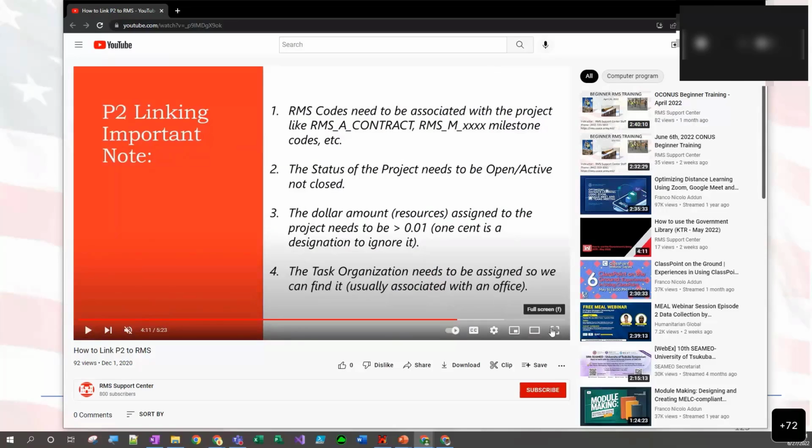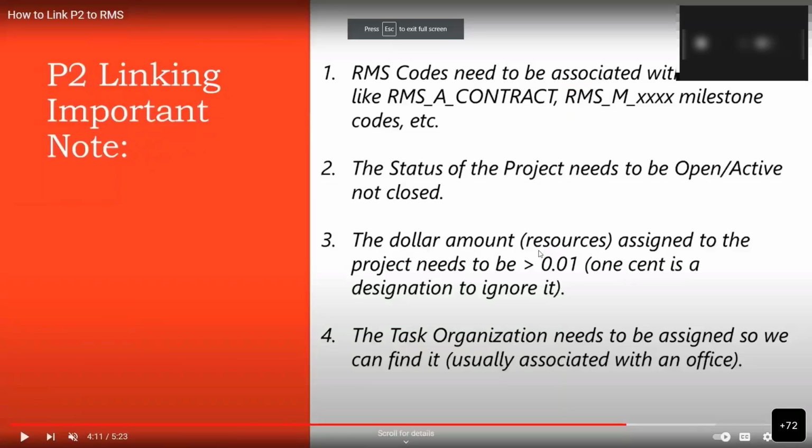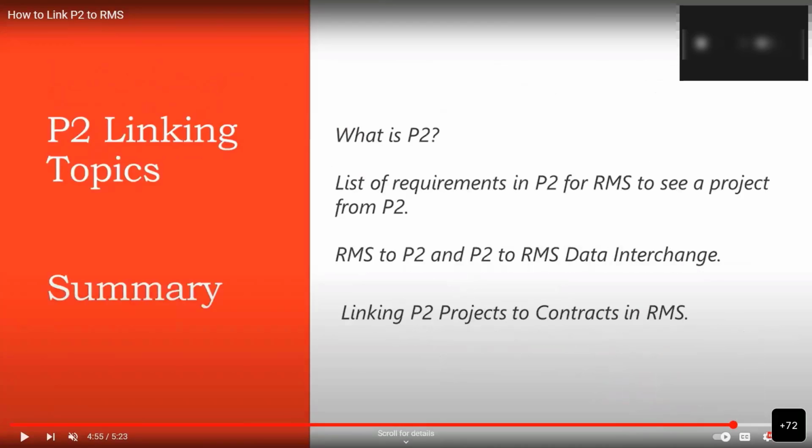And then the dollar amount of resources assigned to the project needs to be greater than 0.01 cent. One cent is a designation to ignore, from what I understood from before. The task organization needs to be assigned so it can find it, and that's usually associated with an office. I'm assuming that part is usually done inside of P2. So those are all the items, and the video covers all that information.